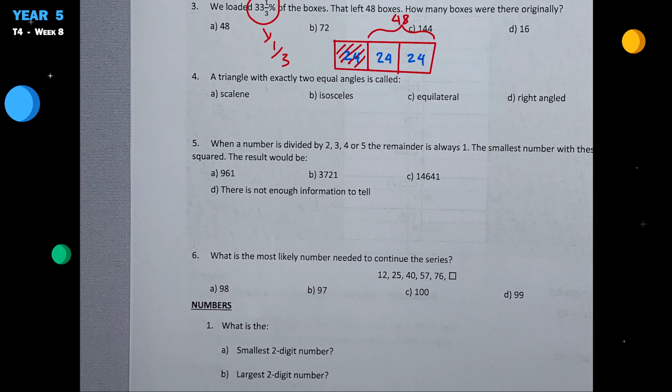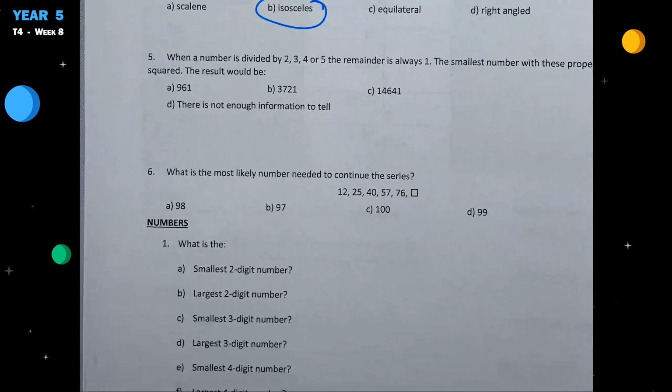Question 4. A triangle with exactly 2 equal angles is called what? It's called an isosceles triangle. That's the name of it. Okay. When a number is divided by 2, 3, 4, or 5, the remainder is always 1. The smallest number with these properties is what? Is squared. The result will be what?